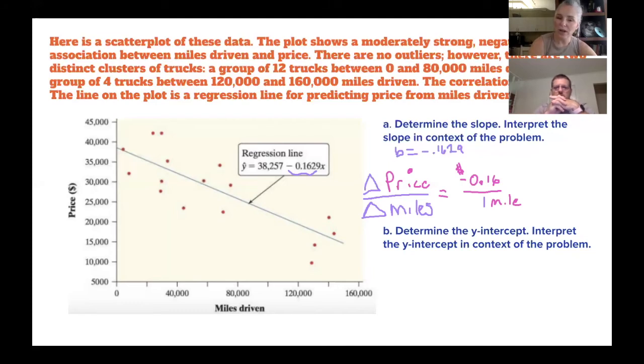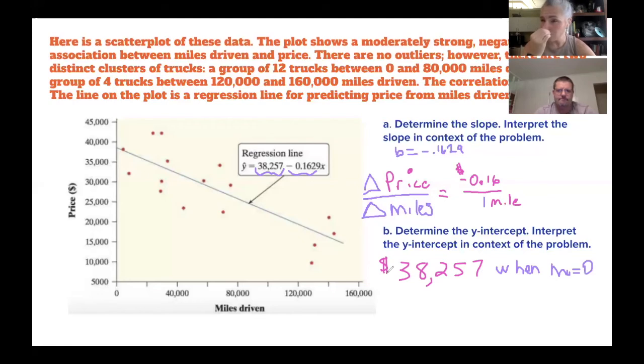Next one says determine the y-intercept. So our y-intercept is 38,257. Remember, the y-intercept occurs when x is 0. So 38,257 when x is 0 is when miles equals 0. So what does that mean, Mr. Bobby? That means before you even take it off the lot, or even before they put it on the lot, because most new vehicles have like 0.2 of a mile on them from being driven on and off the truck. It's the value of the truck when the odometer reads 0.